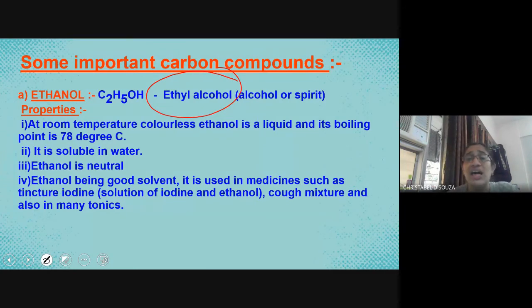At room temperature, ethanol is a colorless liquid, and its boiling point is 78 degrees Celsius. It is soluble in water. It can dissolve in water. Okay, you have mixed now whiskey with water. Have you mixed whiskey with water, boys? Or whiskey with soda? Whiskey is mixed with water or soda. It dissolves in it, right? Yes or no? Yes, miss. They have rum and coke, correct? Do you see the rum separate and the coke separate? No, correct? So, it is soluble in water.